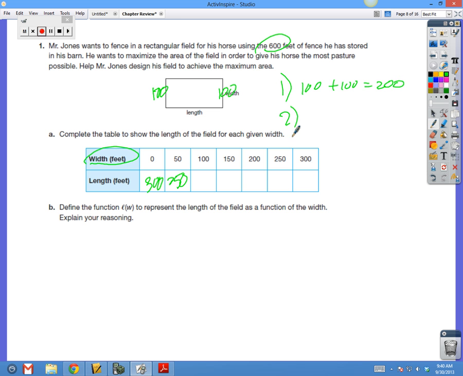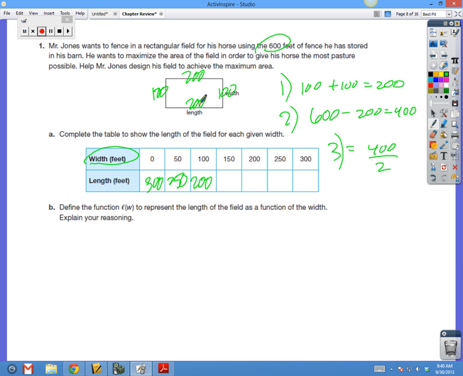Move number 2, I'm going to take the total minus how much I've used, and that gives me how much is left over. Move number 3, I'm going to take how much is left over, and I'm going to divide that by 2, and that tells me I have got 200 to use for the top and the bottom.